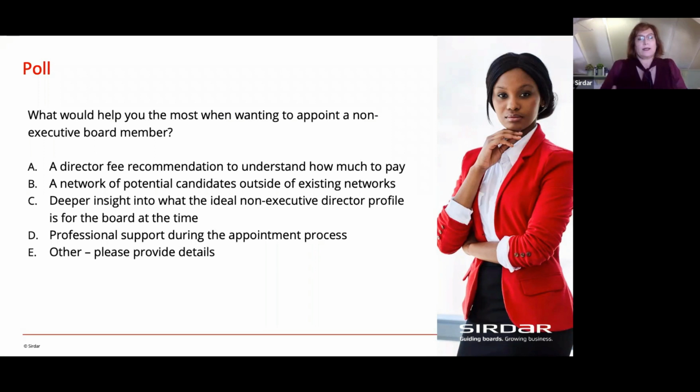So what is the challenge? Understanding what do I actually need in this board member? Who's really going to add value over the next 2 to 3 years, and why? D: is it professional support during the appointment process? Sometimes you're not sure how to go through this process. What are the questions to ask? Who to go to? How are you going to drive it through? And E, and we realize there may be many other areas: what is it? Please provide those details for us.